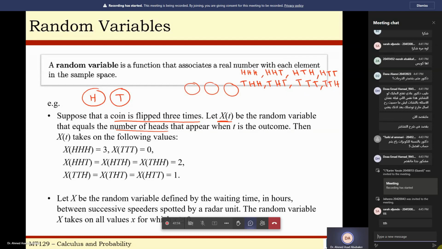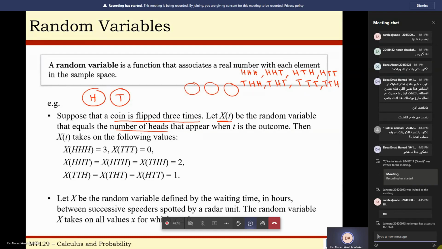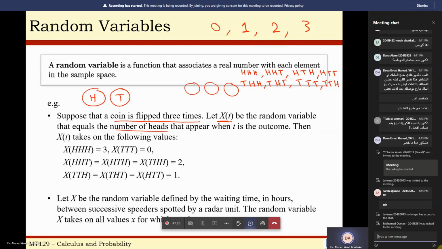Now the number of H: in each experiment we have a number of H. Maybe we have 0 H, maybe 1 H, maybe 2 H or 3 H, not more than 3 H. Okay, it's impossible to obtain 4 H because we have 3 coins. So maybe 0 or 1 or 2 or 3 H.